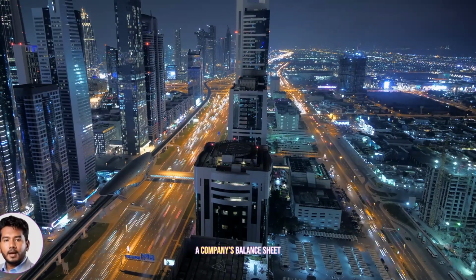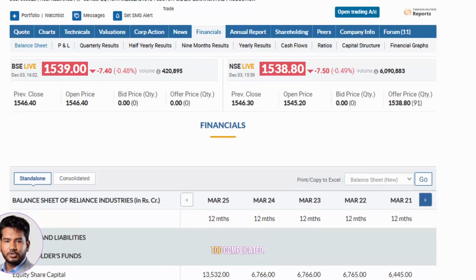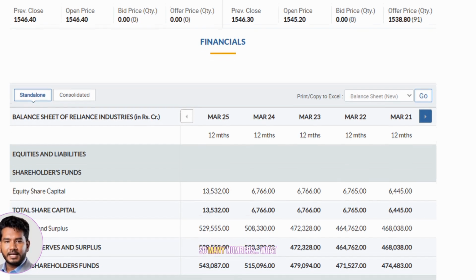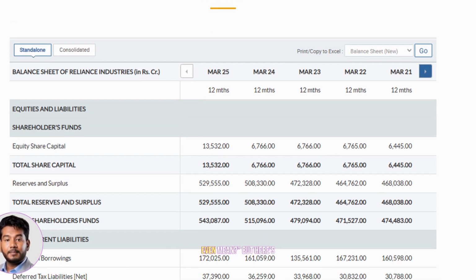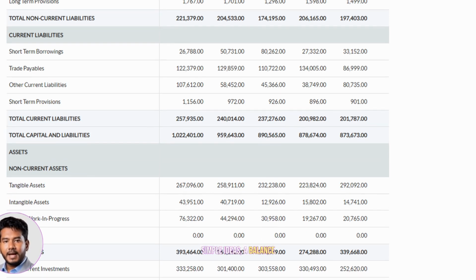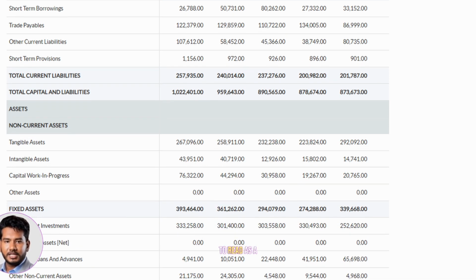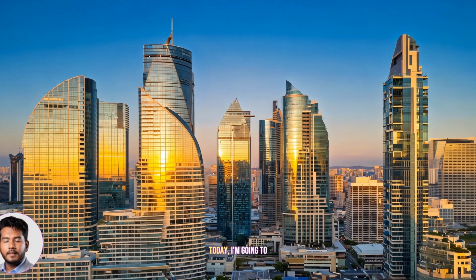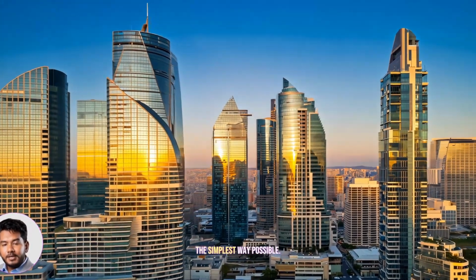Most people look at a company's balance sheet and think this is too complicated. So many numbers. Like, what does any of this even mean? But here's the truth. Once you understand three simple ideas, a balance sheet becomes as easy to read as a school report card. Today, I'm going to break it down in the simplest way possible.